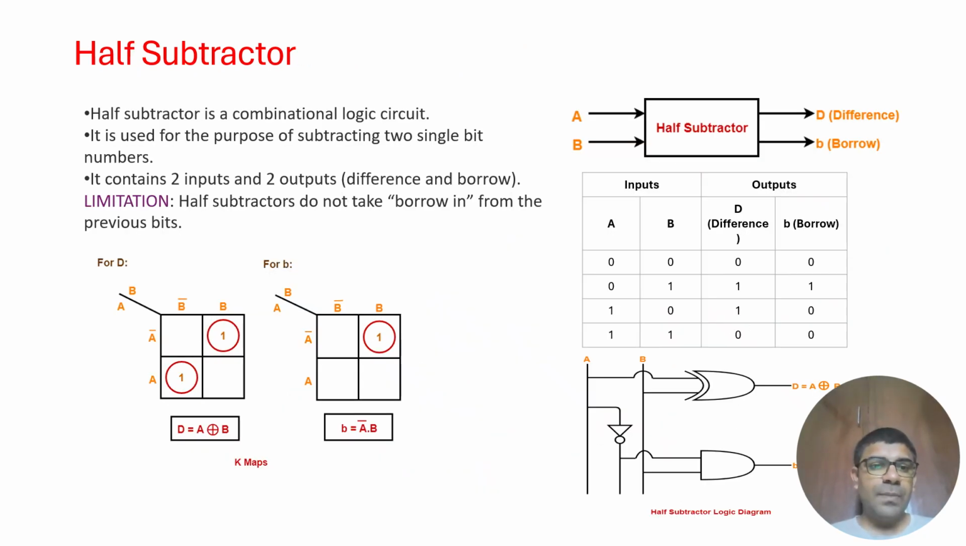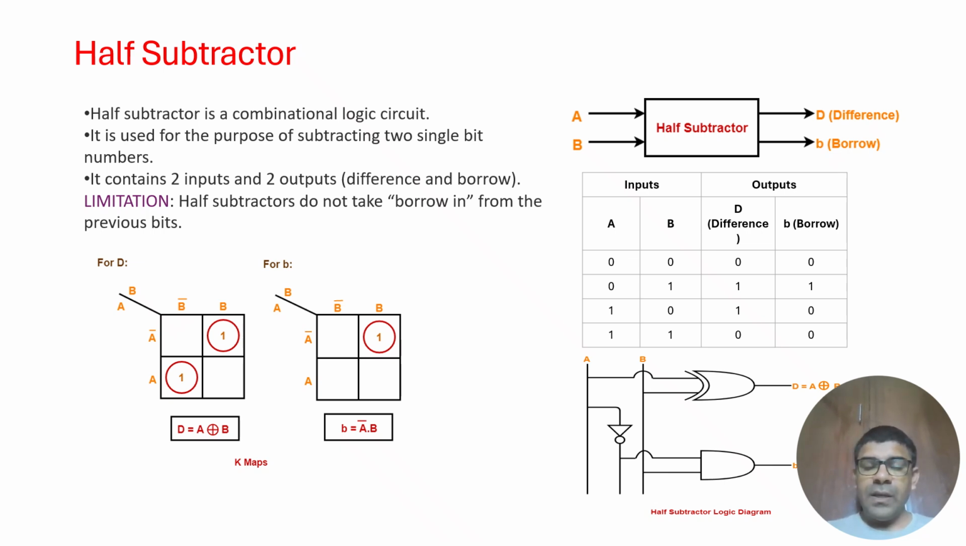Next one, half subtractor. Just like how we performed half adder and full adder, similarly we do half subtractor and full subtractor. So half subtractor is for 2-bit subtraction. So you are taking two input variables, a and b.